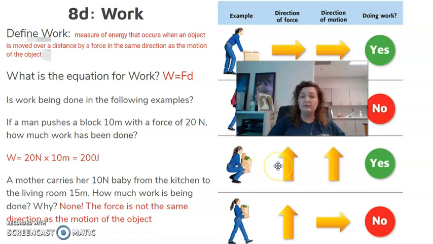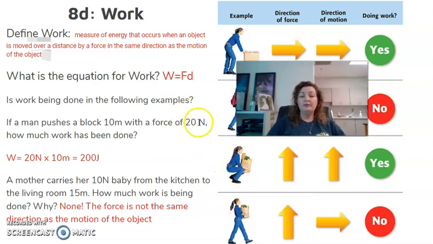So what is our equation for work? Work equals force times distance, or W = F × d, okay? Force times distance. So is work being done in the following examples? We went over those. If a man pushes a block 10 meters with a force of 20 newtons, how much work is being done? All you have to do is multiply. It really is that simple.